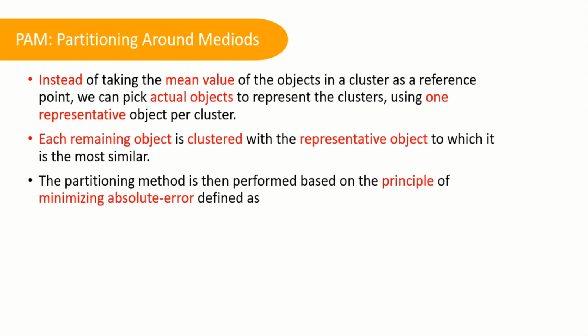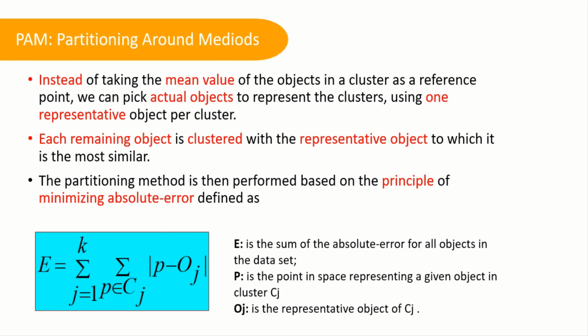And the partitioning method is then performed based on the principle of minimizing absolute error, defined as capital E equal to the summation of j equal to 1 to k, and the summation of p belonging to Cj, of the absolute difference of p minus Oj, where capital E is the sum of the absolute error of all the objects in the given dataset, p is the point in space representing a given object in cluster Cj, and Oj is the representative object of that Cj.